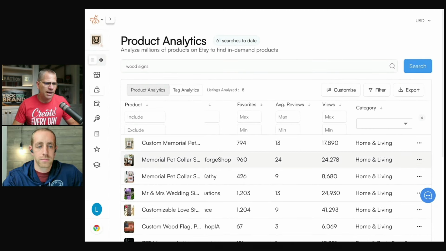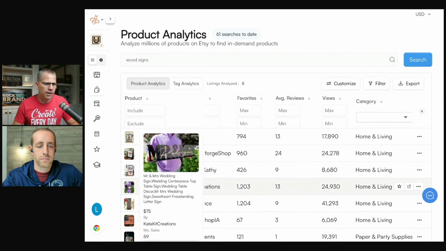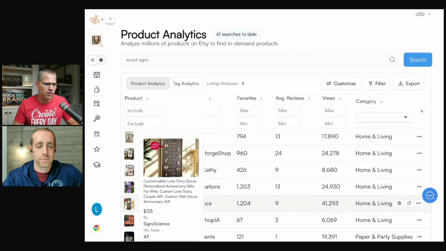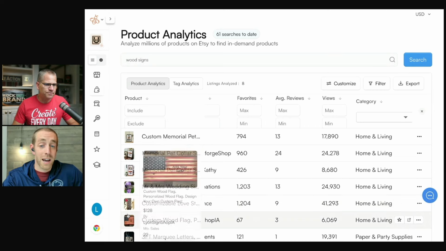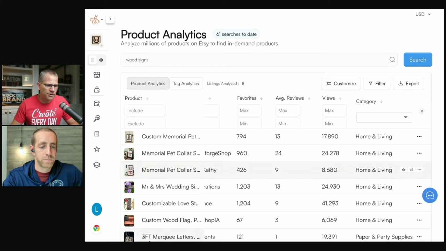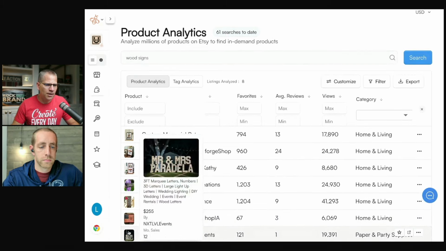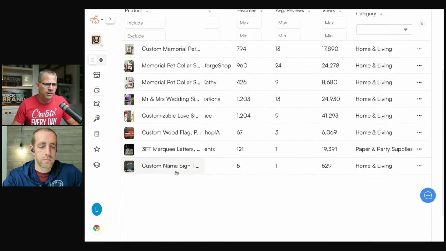Okay. So then we can come down here and go, oh, okay, let's see. Pet memorial. Okay. Maybe we can create those. Then you have Mr. and Mrs. That's in the wedding. And then we have here, it looks like a love story. I've never seen those before. That's interesting. That's a timeline. That's a really cool idea, actually. Let's see what else we got here. Custom wood flag with your logo. Another wedding, so we can just keep going down the list.